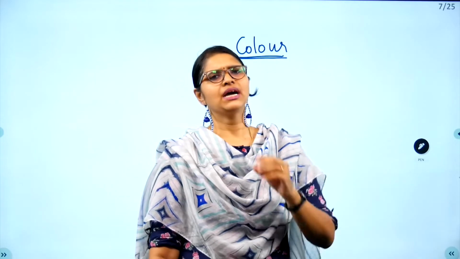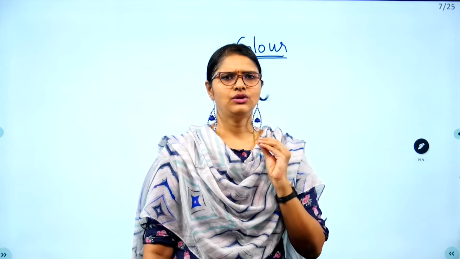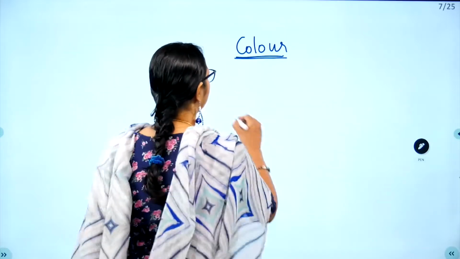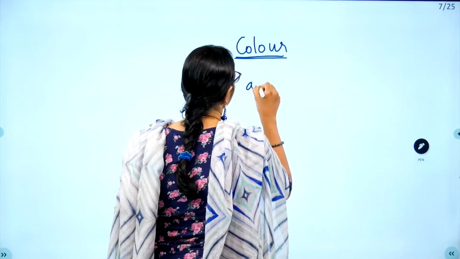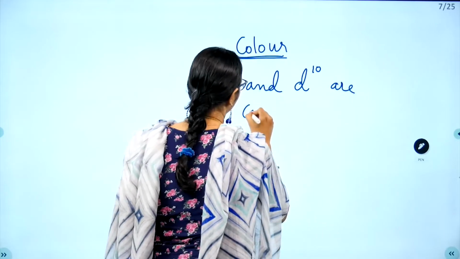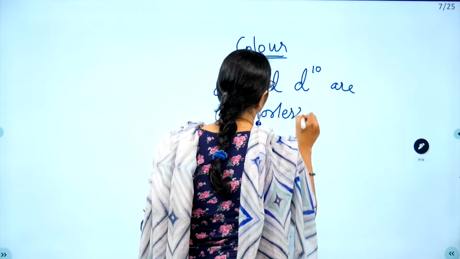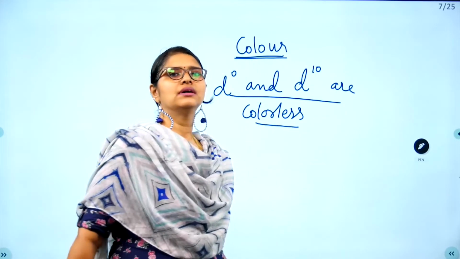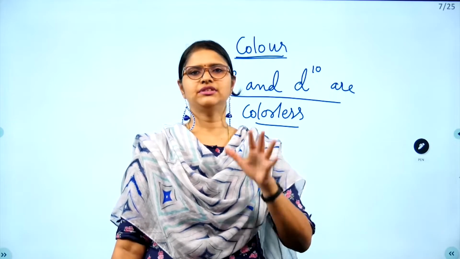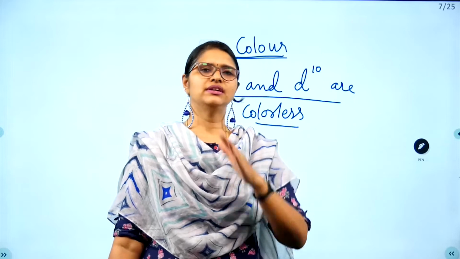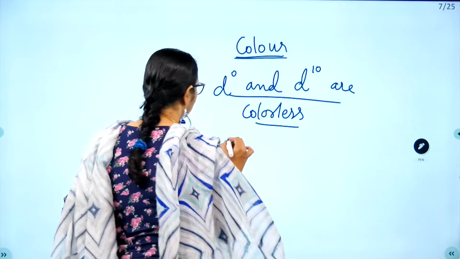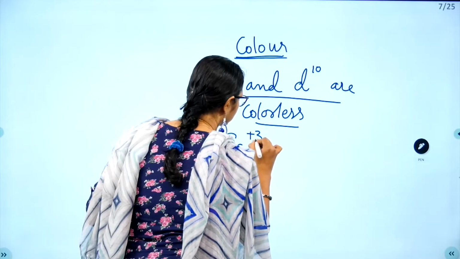And the simple logic behind how to find the color of the ions is that d0 and d10 are colorless. Okay, only these two cases. Only in these two cases are ions colorless. Other than that, d1, d2, d3, d4, d5, d6, d7, d8, d9, they are colored. Okay, for example, scandium 3+.